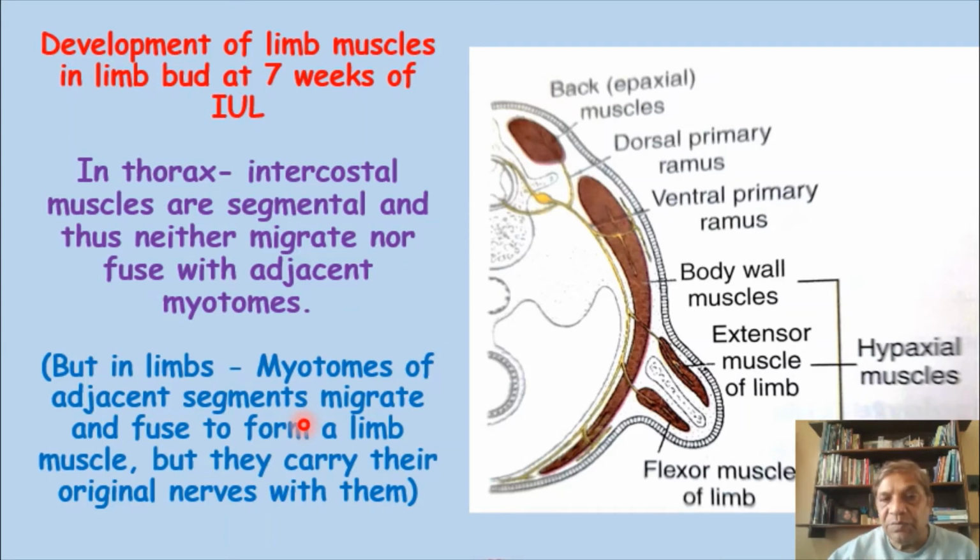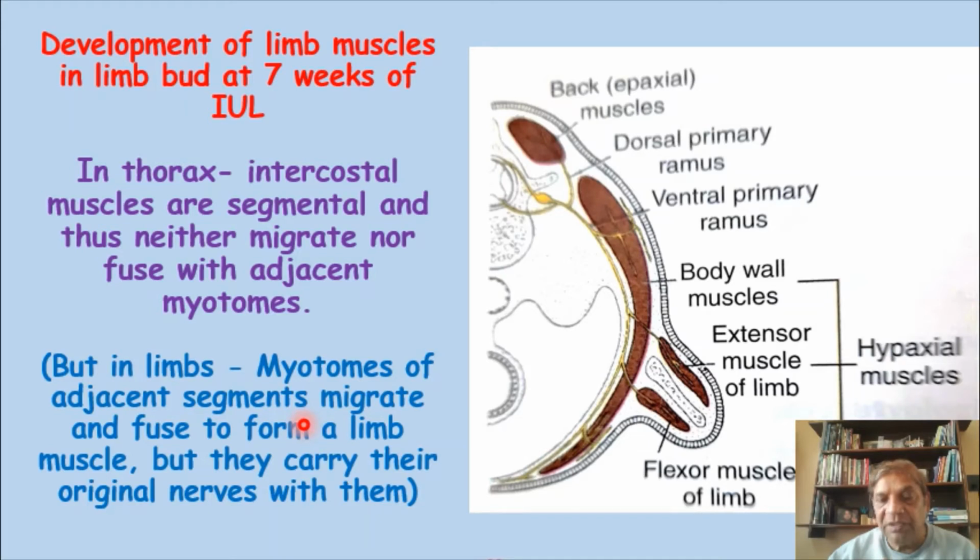And these myotomes in the limbs fuse with each other while they are migrating. They fuse with each other, that means the adjacent myotomes fuse, and these adjacent myotomes will be supplied by the adjacent spinal segments, by the nerves arising from the ventral rami of the adjacent spinal segments.